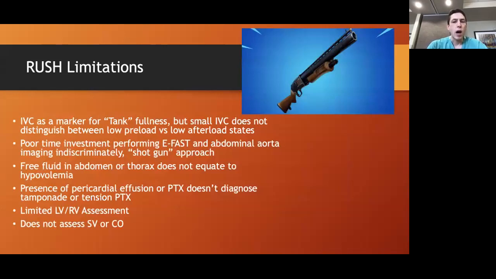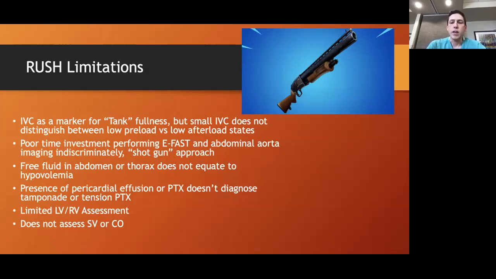The protocol is popular and simple to use, however, has many limitations. First, it advocates for using the IVC to evaluate the status of the tank and the need for IV fluid. However, it's important to realize that a small IVC does not distinguish between a low preload versus a low afterload state, for which a vasopressor rather than fluid is the appropriate intervention. Secondly, performing an extended FAST or AAA exam in a person with no indication of a low CVP is a poor investment of your time and akin to a shotgun approach to ultrasound.